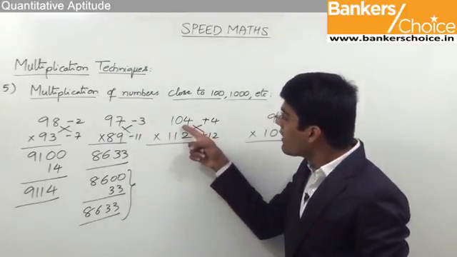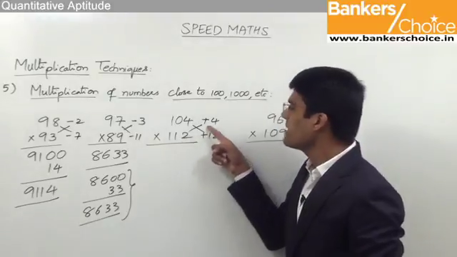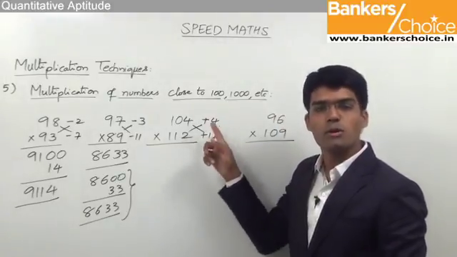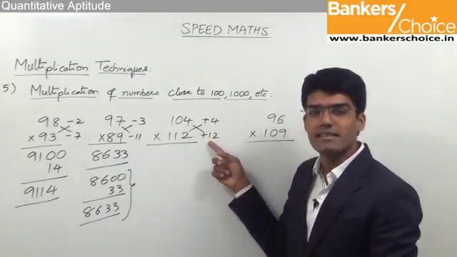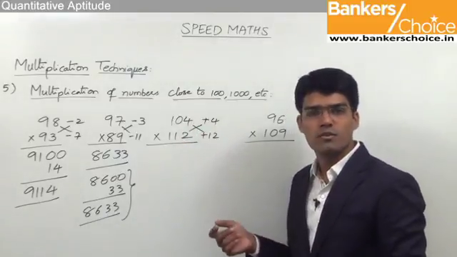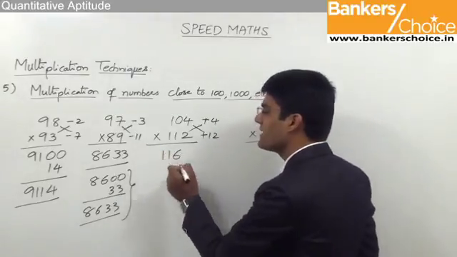So we need to add 104 with 12 or 112 with 4. And as we know, both of them will give us the same answer. For example, 104 plus 12 is 116 and 112 plus 4 is also 116. So that 116 comes in the answer.